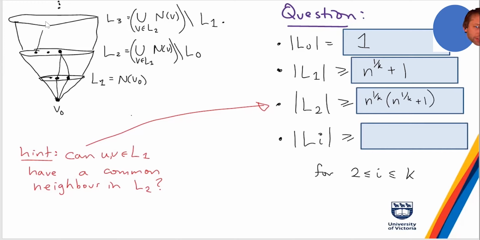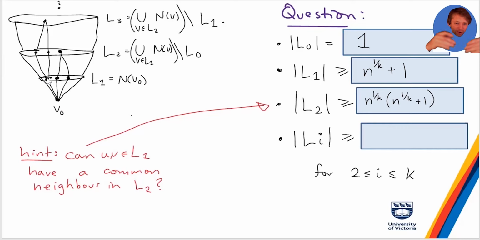So if I take two vertices here in L2, if they had a common neighbor here, I could follow them kind of backwards down to V0. You could follow them down to V0 and find a 6 cycle. Or maybe they have a common neighbor in the previous level. But that's just as good because that's a 4 cycle.